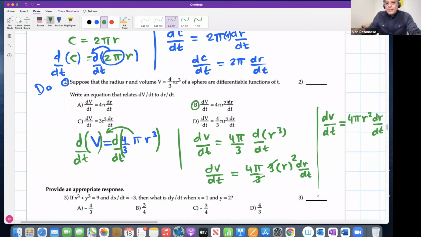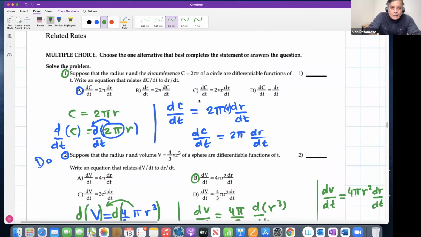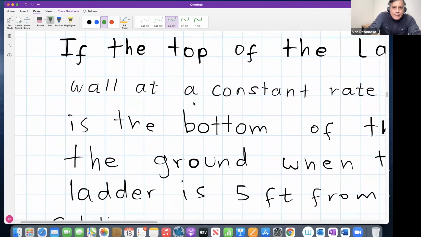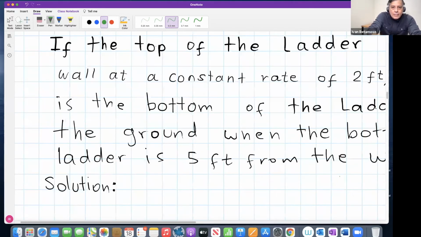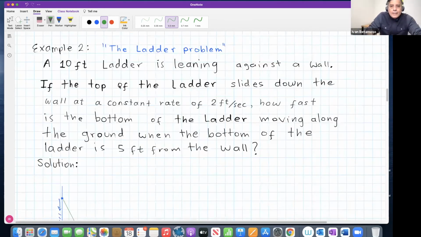Excellent. Very good, guys. So now that we know how to go from the relationship between the quantities to the relationship between the derivatives, let's go back to the lecture and let me show you the second problem, the second example. It's called the ladder problem. Very well known. It's a classical problem when covering this topic of related rates in calculus, the ladder problem.